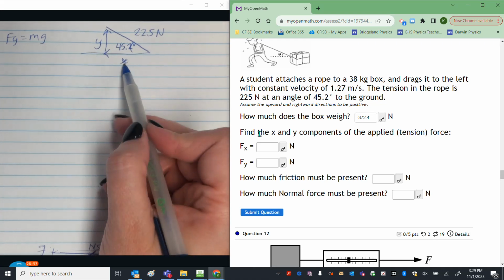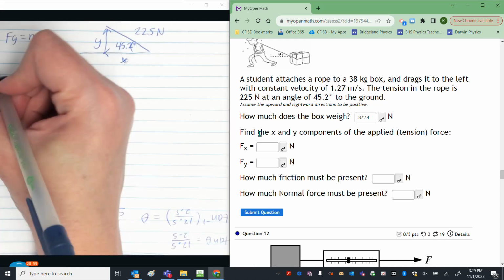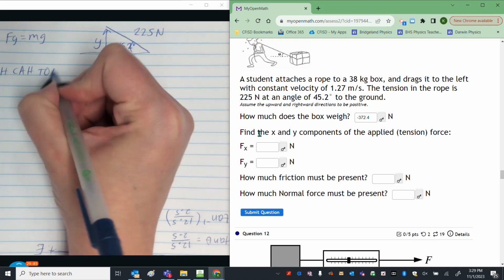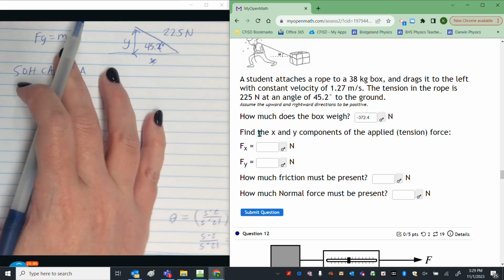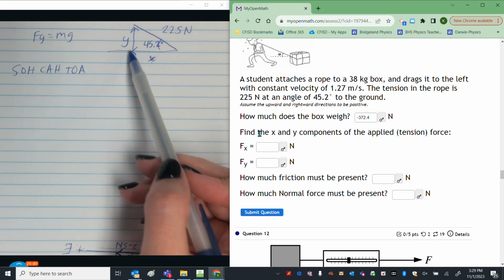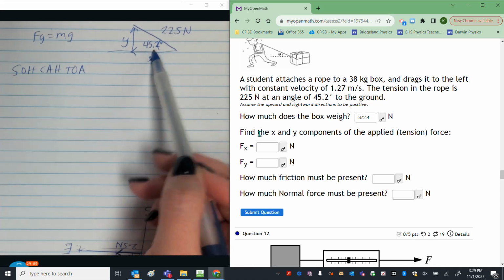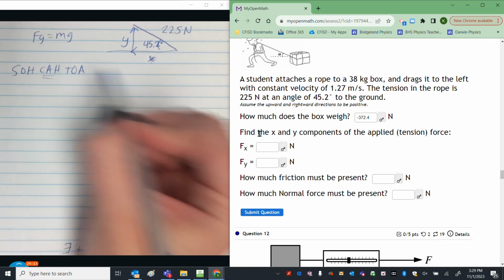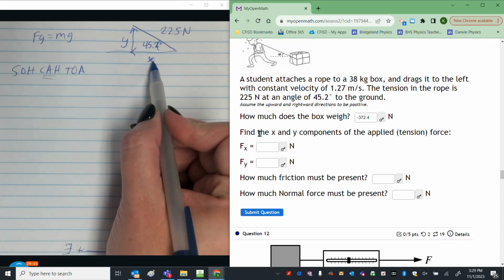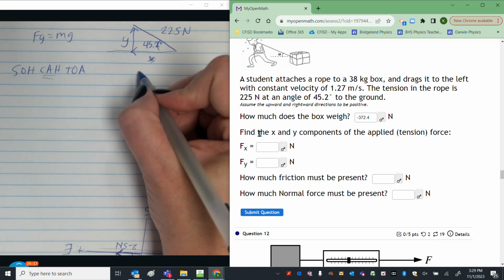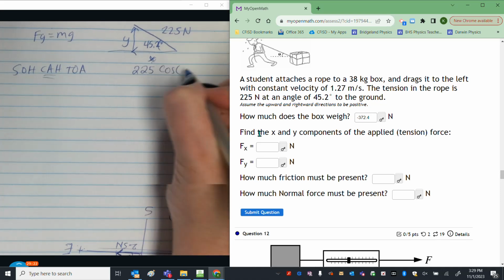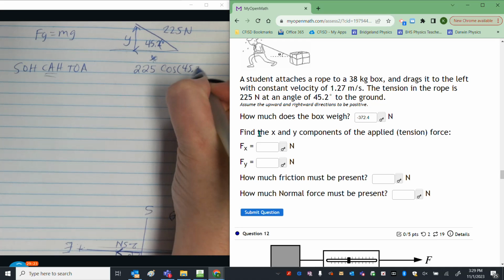The x component is adjacent here. When I look at my little mnemonic, SOHCAHTOA, this is adjacent to my angle and I have the hypotenuse, so I'm looking for adjacent over hypotenuse, and that's cosine. So to find this one, I'll use cosine, and it ends up being 225 times cosine of 45.2 degrees.